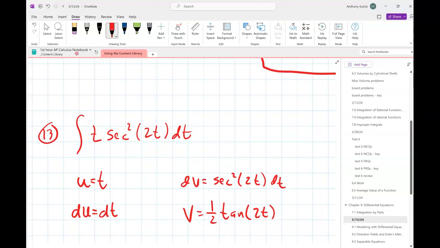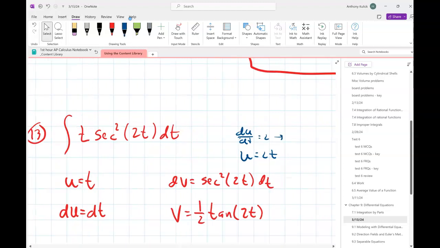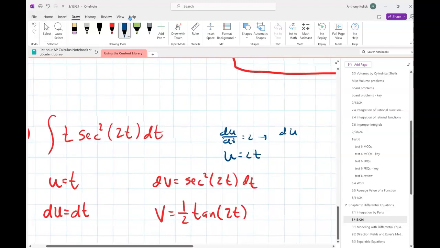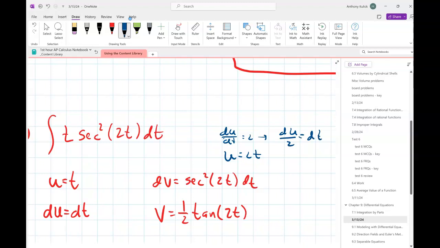Sorry, will you write out the u sub? Sure. So I said that u is equal to 2t. So du dt is 2. So I know that du over 2 is dt. So that's where the 1/2 is coming from, the du over 2.